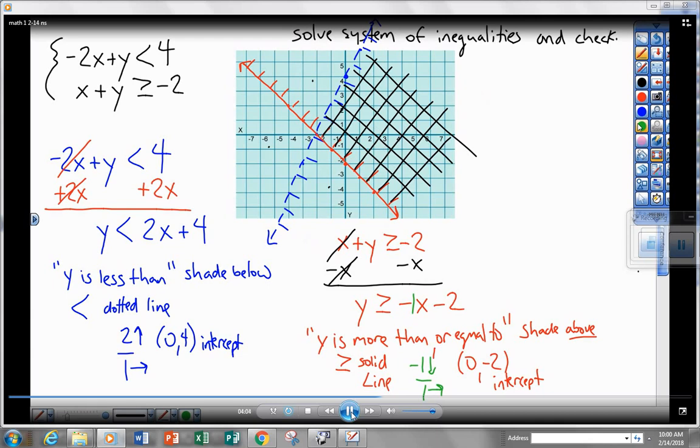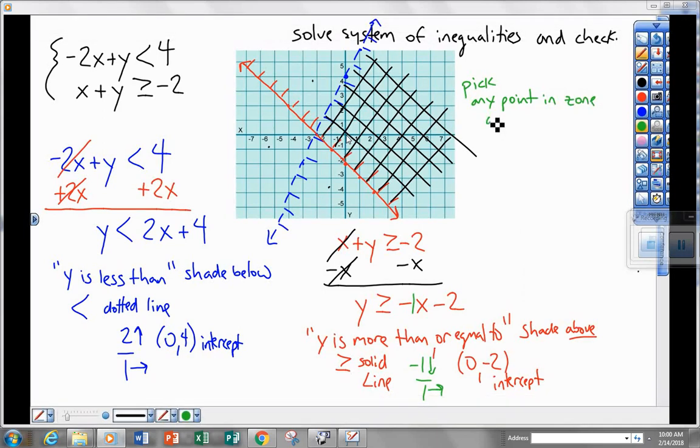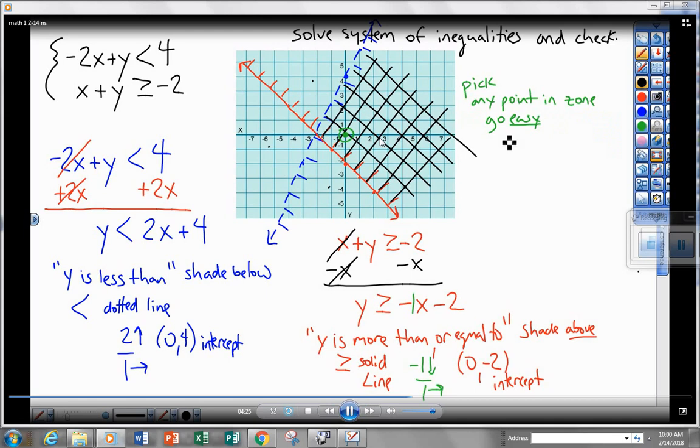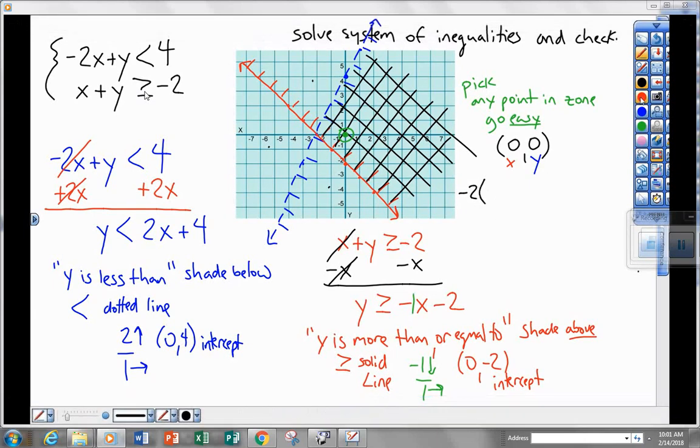Pick any point in this area. Go easy. I'm going to pick the origin 0, 0 right there smack in the middle. I could pick that. So if I plug in 0, 0, the beauty of that is 0, 0 is easy money. Anytime 0, 0. So if I plug in the point 0, 0 clearly in that zone, it will satisfy both of those inequalities. So if I go back to those original inequalities and plug in 0 for x, so I get -2 in parentheses 0.